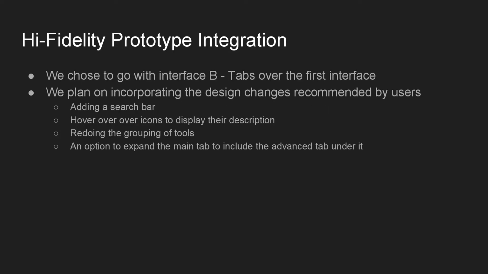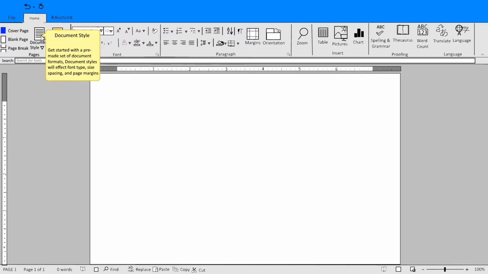So for the high fidelity prototype integration, we mainly chose to go with interface B, the tabs interface, over the first one we had. Some of the design changes that were recommended by users were adding a search bar and hovering over icons to show a small description of them. We also chose to redo some of the grouping of the tools, and also an option to expand the main tab so it includes advanced tabs underneath it.